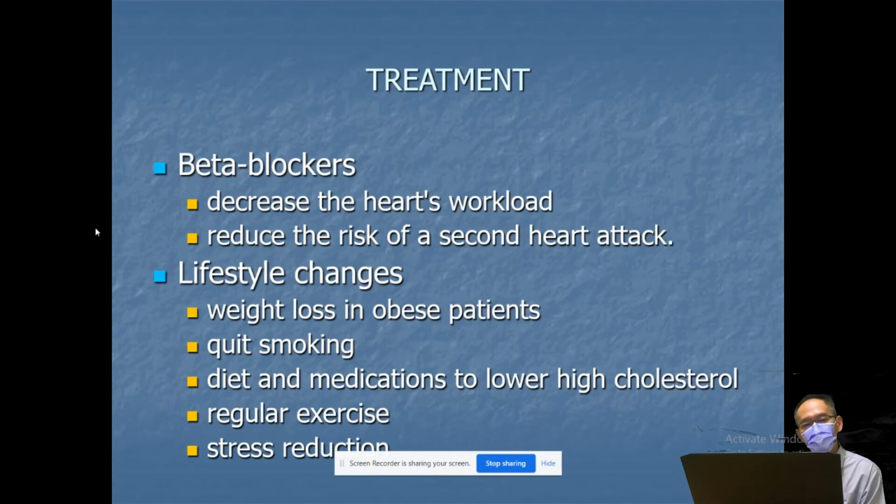Of course, besides all the treatment, the mainstay is still to educate the patient for a lifestyle change. For example, weight loss in obese patients, and they have to quit smoking, and diet and medication to lower the cholesterol. Then they are advised how to improve their exercise load with regular exercise and reduce the stress as well.